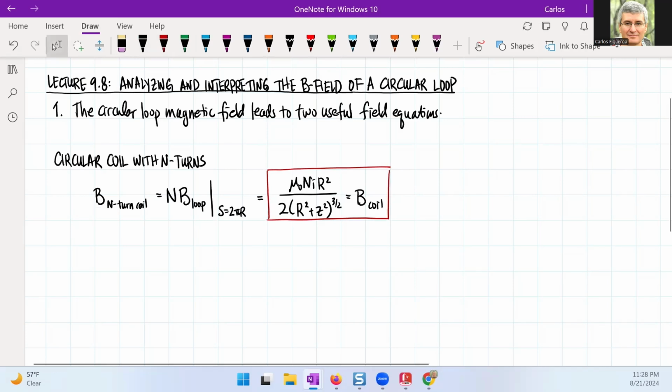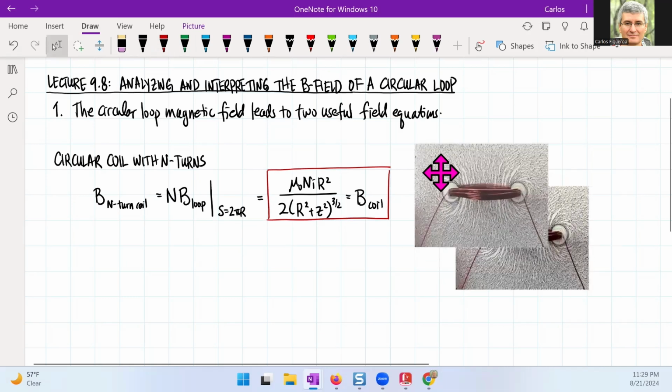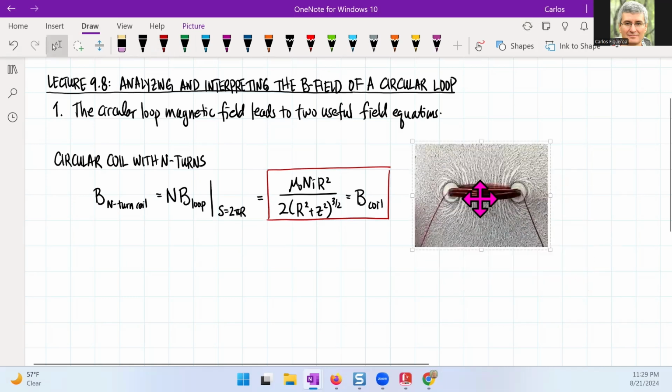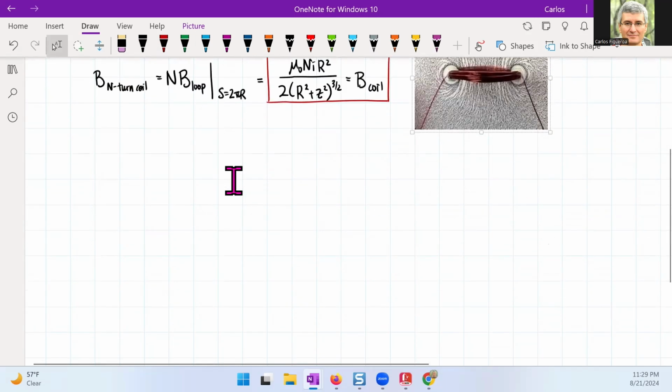Now, if you look at this field, we've already shown an image of this, but it's worth looking at again. You could see that this coil has N turns and it produces a magnetic field when it has a current running through that coil. So without a doubt, this is the most useful relationship.